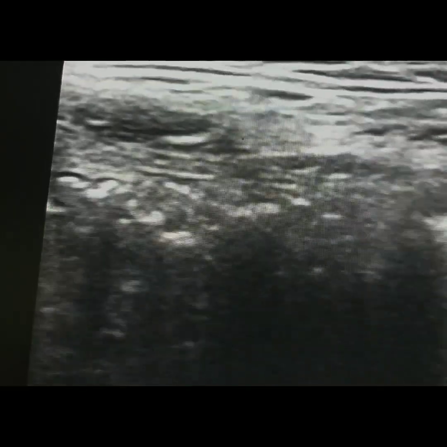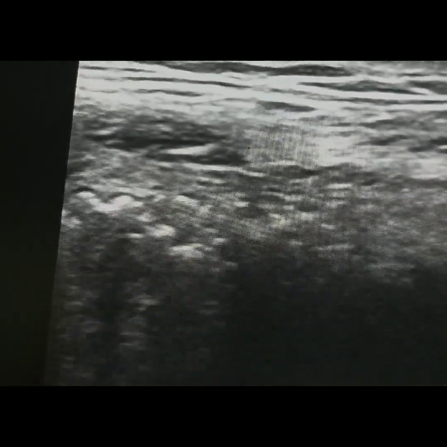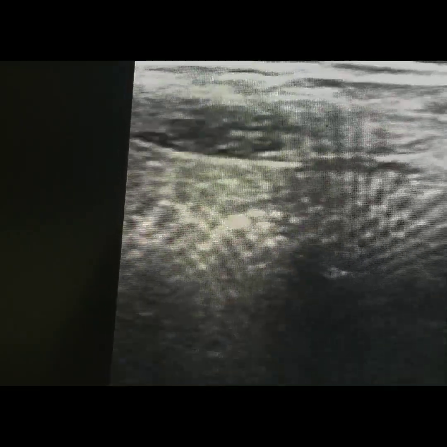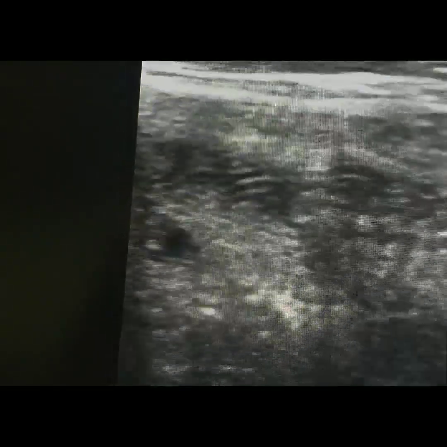Dear colleagues, this is a young female patient complaining of pain in the right iliac fossa, off and on, lasting for the last 2 years. Now she has intense pain for the last 3 or 4 days.